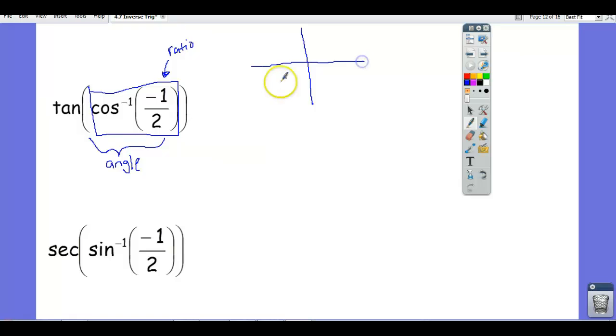Since it's cosine inverse, I've got to use my restricted quadrants for cosine, which are the bottom two. And since that is a negative ratio, and cosine is positive here and negative here, I'm going to draw my triangle here where cosine is negative. Now I fill out the sides of the triangle so that the cosine of the reference angle is -1/2. Cosine is adjacent over hypotenuse, so that's a -1, that's a 2, which forces this to be a √3, which means this is 60 degrees.